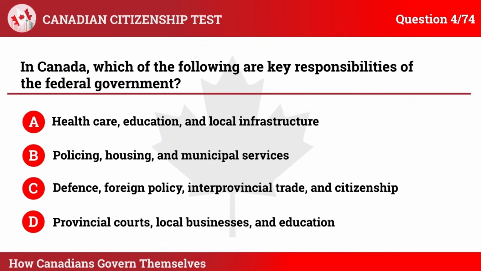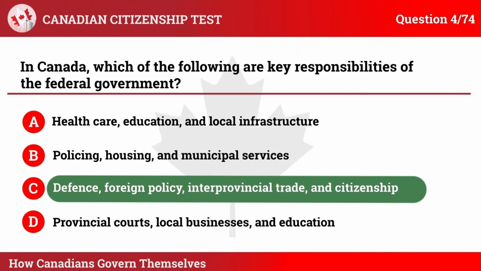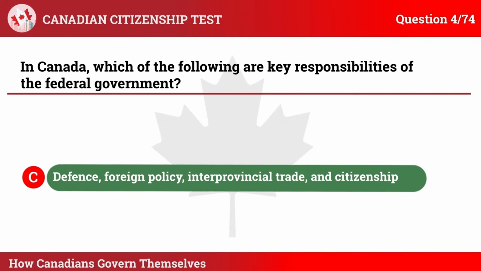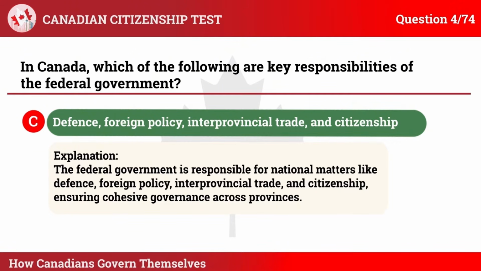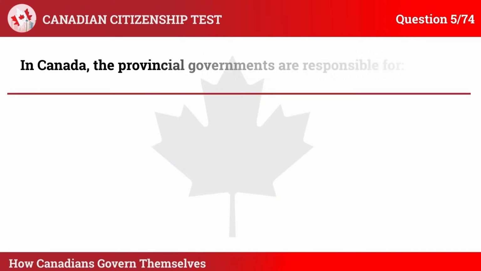The correct answer is C. Defense, foreign policy, interprovincial trade, and citizenship. Explanation: the federal government is responsible for national matters like defense, foreign policy, interprovincial trade, and citizenship, ensuring cohesive governance across provinces.